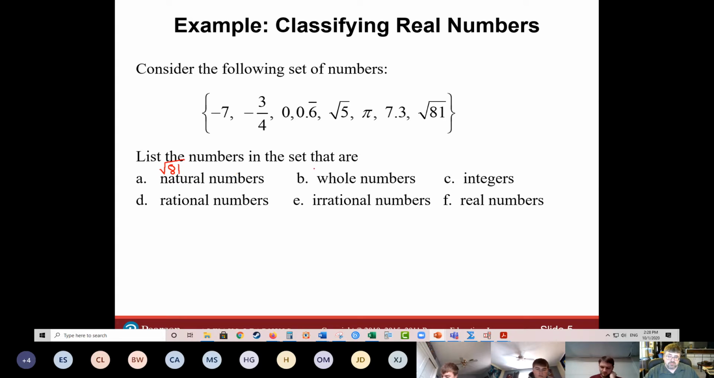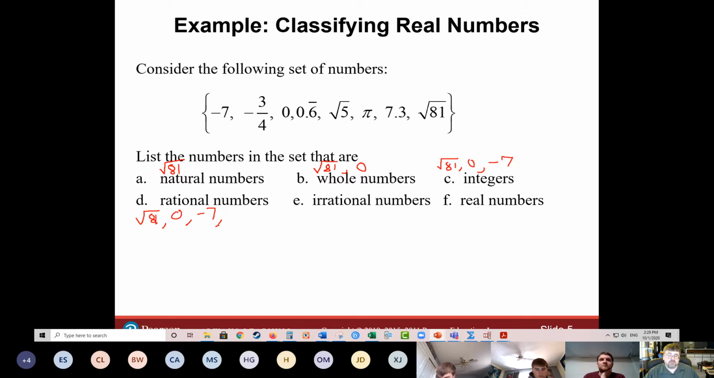Whole numbers. Well, every natural number is a whole number. So the square root of 81 must be a whole number. And then our other whole number in this list is 0. Integers. Every whole number is also an integer. So we have the square root of 81. We have 0. Then our other integer here is -7. Rational numbers. All integers are rational numbers. So we have the square root of 81. We have 0. We have -7.